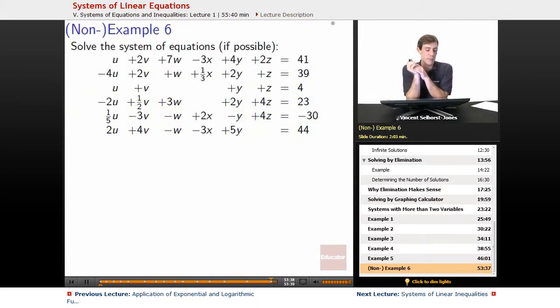All right, final example. What if we wanted to solve this system of equations? u plus 2v plus 7w minus 3x plus 4y plus 2z equals 41, and then another one, and another one, and another one, and another. Well, notice we've got 1, 2, 3, 4, 5, 6 variables total. And we have 1, 2, 3, 4, 5, 6 equations total. So we know this is possible. So we could solve this system of equations, or at least we could figure out, does it have no solutions? Does it have one solution? Does it have infinitely many solutions? This is horrifying. I don't want to do this.